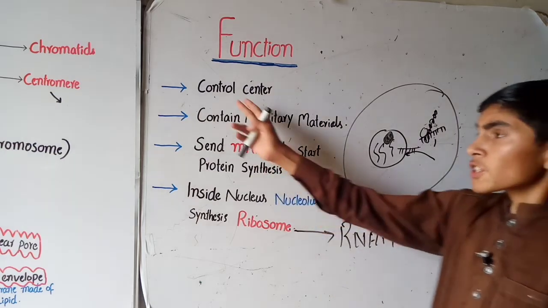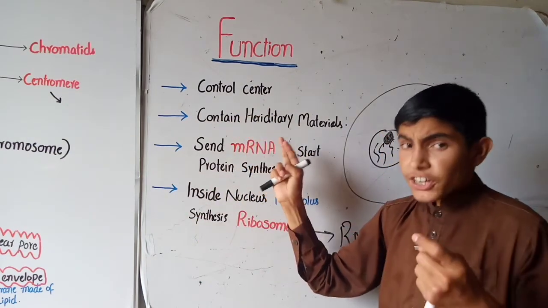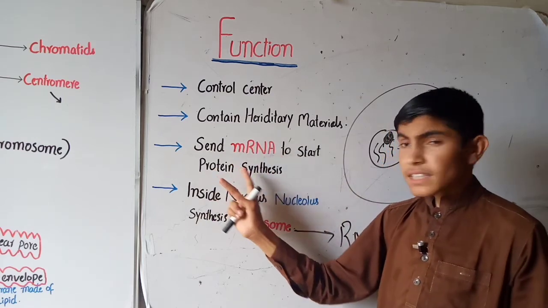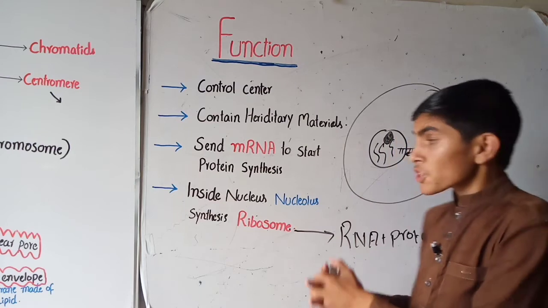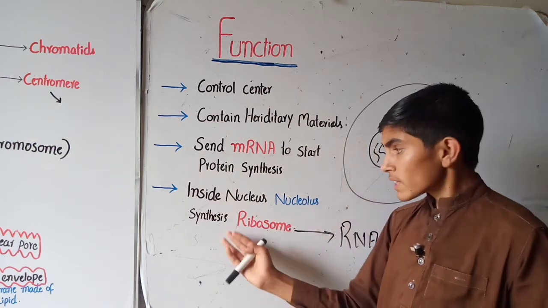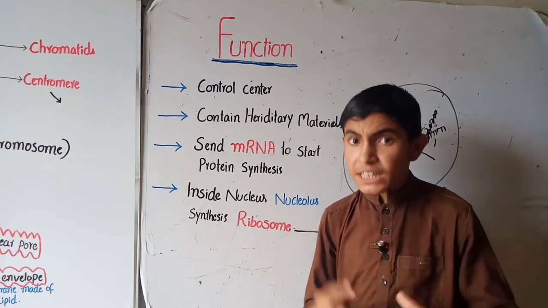So the first function was the controlling center, and the second one is that it contains hereditary material. The third one is sending messenger RNA and then starting the protein synthesis in the cytoplasm. The last one is the synthesis of ribosomes by the nucleolus present inside the nucleus.